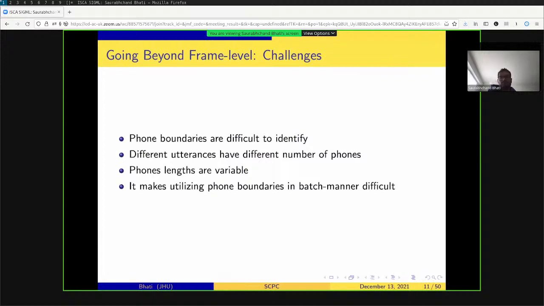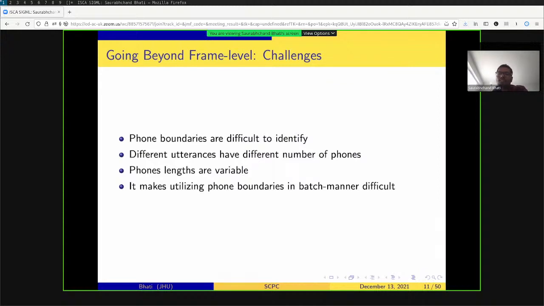And there has been a lot of work on identifying just the phone boundaries, and they're very difficult to identify correctly, or as well as the supervised methods. So that is one of the problems. And even if we do somehow find the phone boundaries, different utterances are going to have different numbers of phones. And that's one problem. Another is that phone lengths, even within an utterance, are going to be different. And it makes utilizing the phone boundaries in a batch manner really difficult.